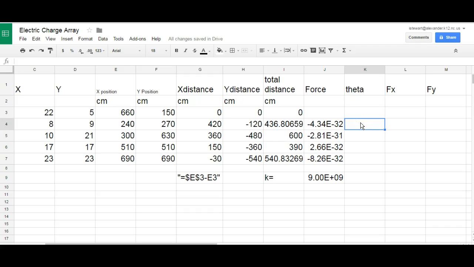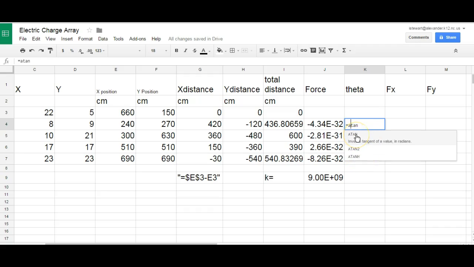So the angle here is going to be the inverse tangent. So we're going to use the equal sign, and with the equal sign, we're going to type in tangent. However, if you look at this, it says the tangent of an angle provided in radians. We don't want the tangent, we want the inverse tangent. The inverse tangent function is atan, and it gives me the inverse tangent here in radians. I can get the arctangent, or I can get the inverse hyperbolic tangent of a number.